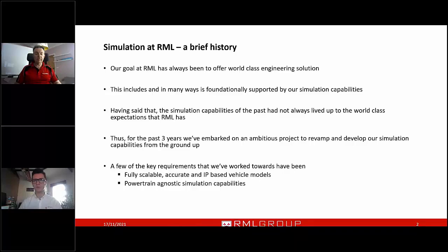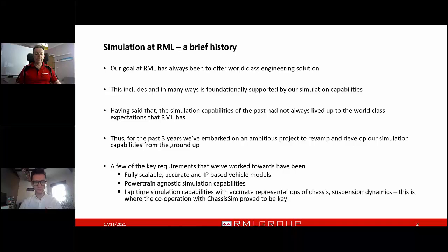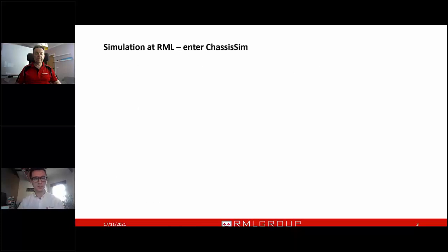So we wanted to be able to model a conventional vehicle with a V8 engine and a manual transmission, let's say, or model a fully hybridized hypercar with multiple electric machines, high voltage battery, and a powerful engine. And also we wanted lap time simulation capabilities, which had very accurate representations of what the chassis and the suspension were doing, and also the circuit itself. And this is where the cooperation with ChassisSim was key for us.